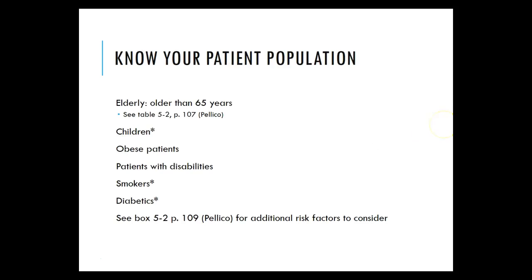Again, know your patient population. Think about what constitutes elderly. Usually think of patients 65 years or older, children, smokers and your diabetics. Again, some of the issues we talked about in class were about slow healing with diabetics and smokers. And also think about patients with disabilities.